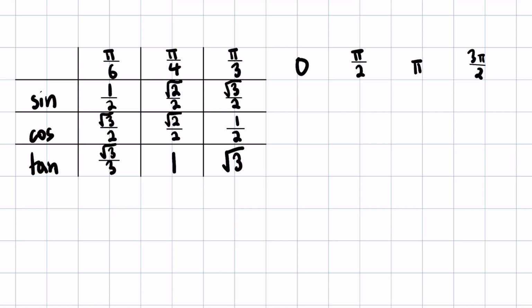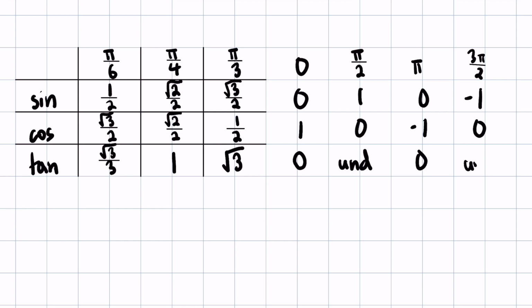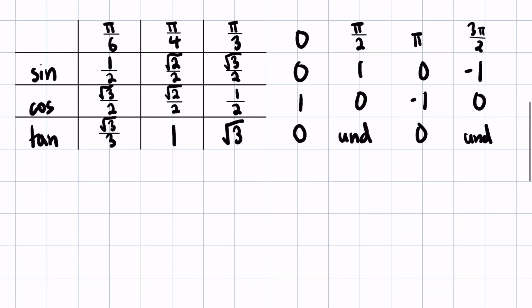And then over on this other side, it's just a pattern. 0, 1, 0, negative 1. 1, 0, negative 1, 0. And then we divide. So 0 over 1 is 0. 1 divided by 0 is undefined because we can't divide by 0. And then 0, undefined. So that's the system for just the basic reference angles.